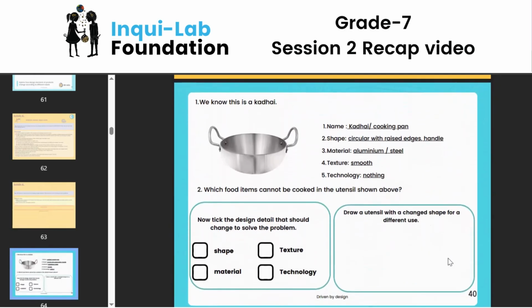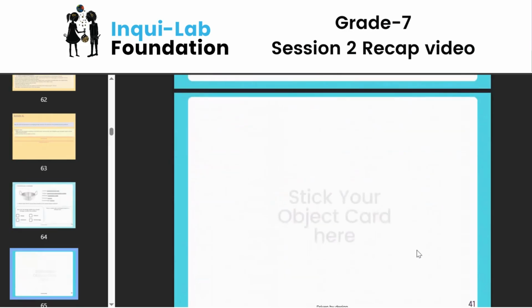Here you can see, use page number 40 to first explain what we are doing. There are always 2 questions. One question is about the design details of that product. And the second question will be how we can change it to solve a particular problem. Here you can see there are some food items that cannot be cooked in this utensil. So that means you have to ask your cluster to say what are the different food items that can't be cooked and then tick the design detail that should change to solve that problem. They can also draw it here if you have time.